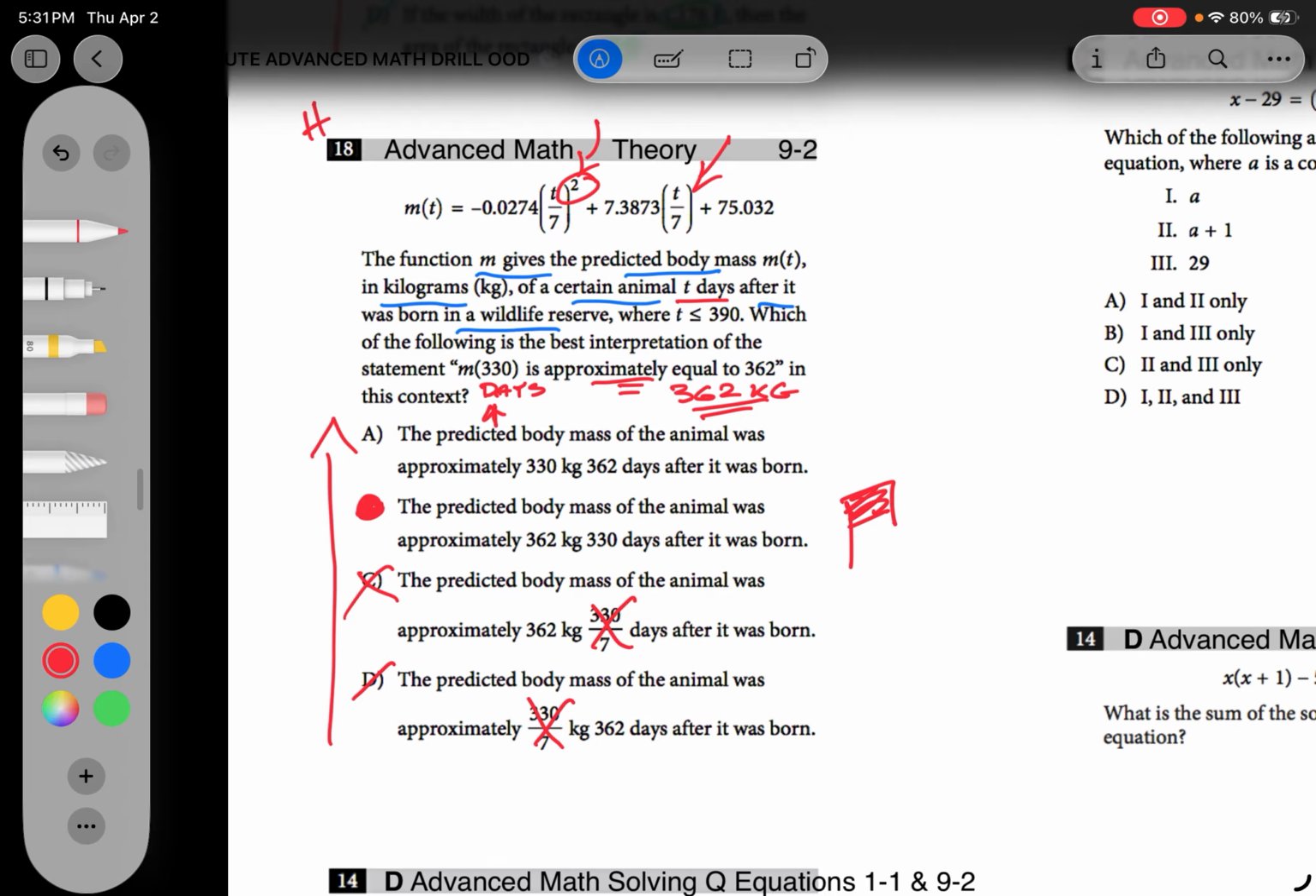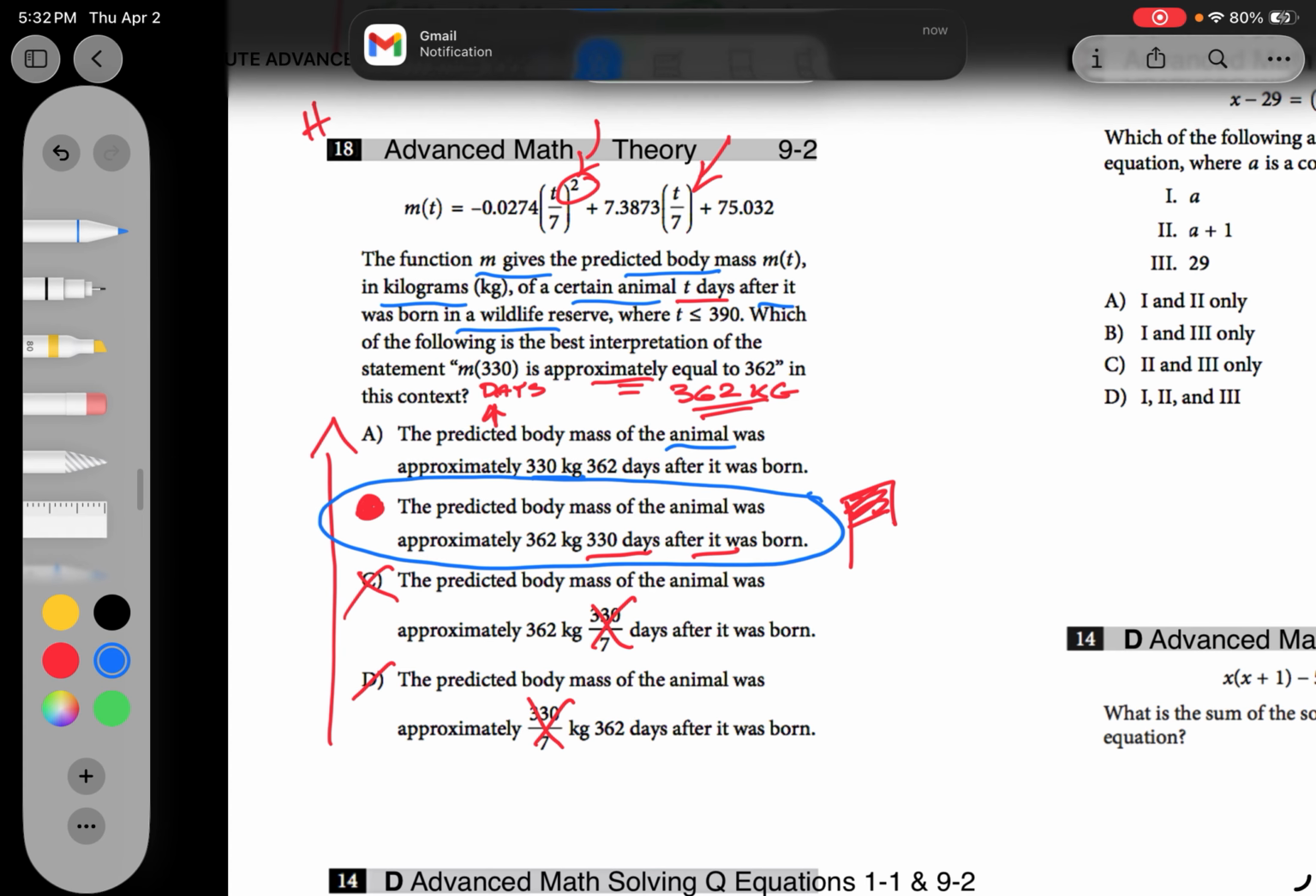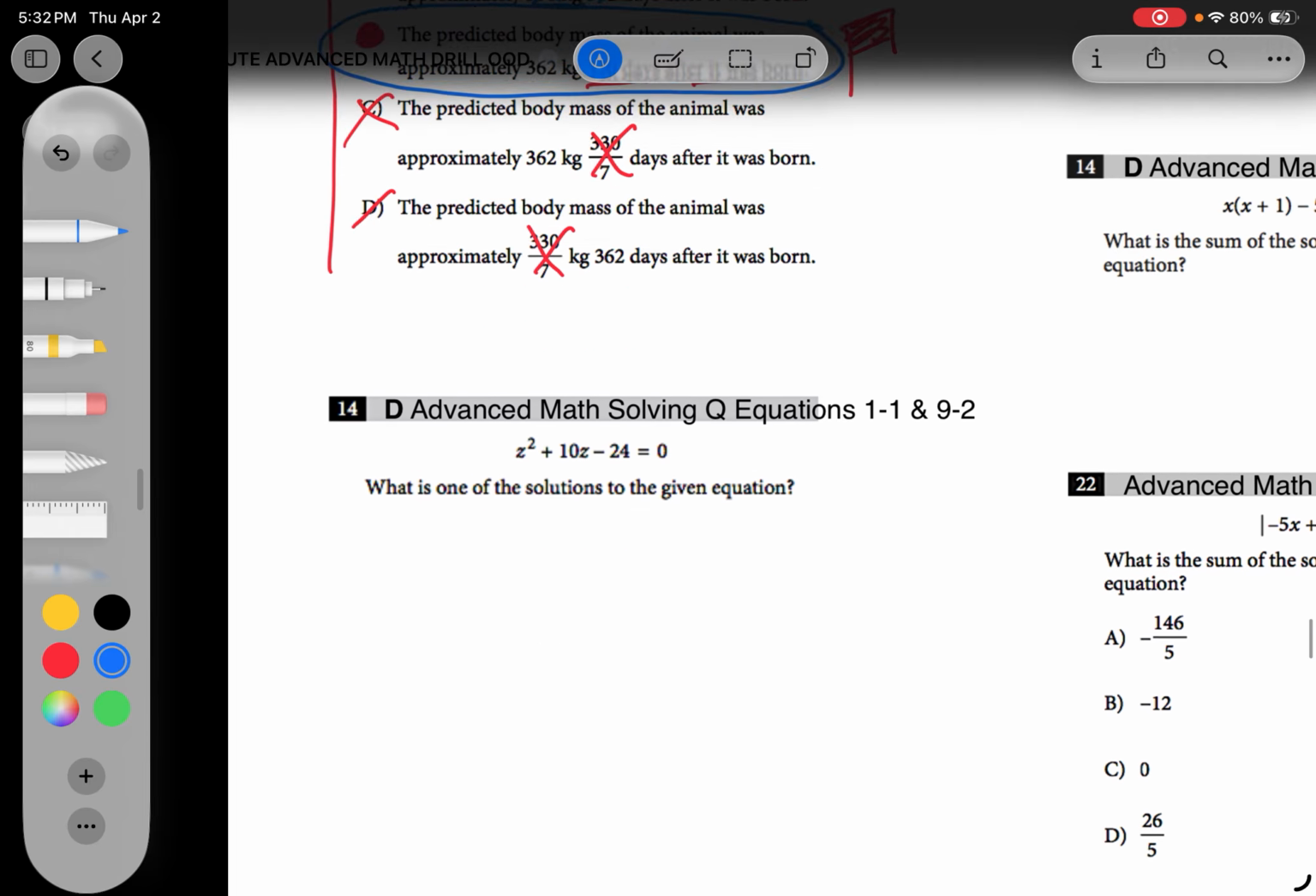Yes, exactly stated there. 330 days after it's born? That's what I had to plug in for my days, right? I got lucky. I guessed correctly. Had I run out of time, I would have had a correct answer. But you want to verify A just in case. The predicted body mass of the animal is approximately 330 kilograms. No, it's supposed to be 362 at 330 days. They got the information reversed. So definitely B is the best answer. I didn't even plan on that. That was good. All right, next question.